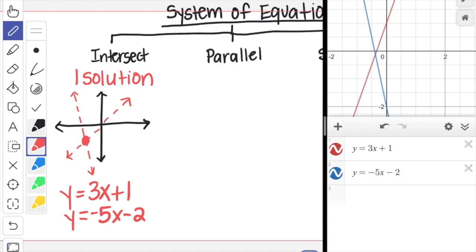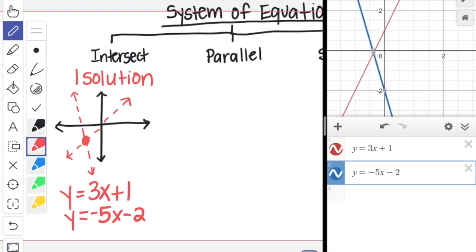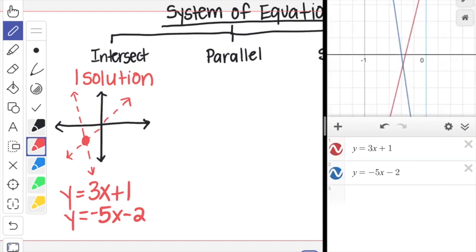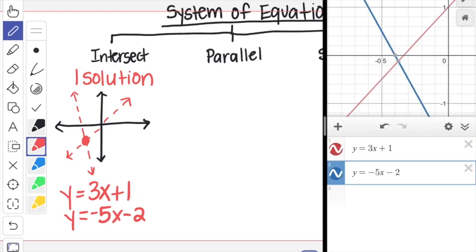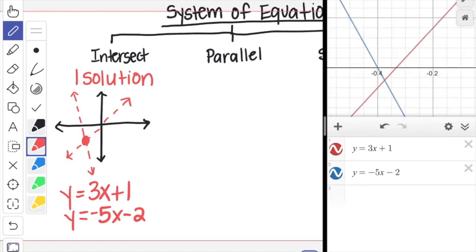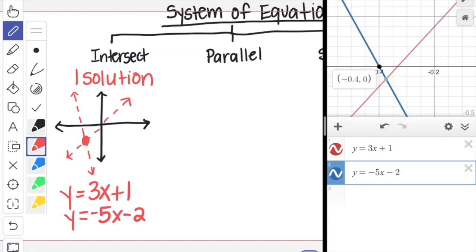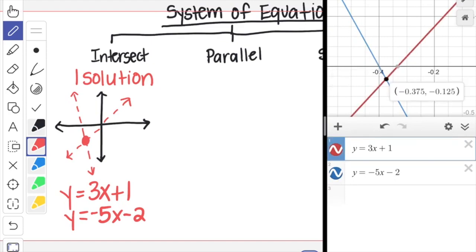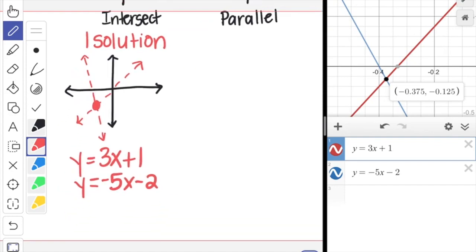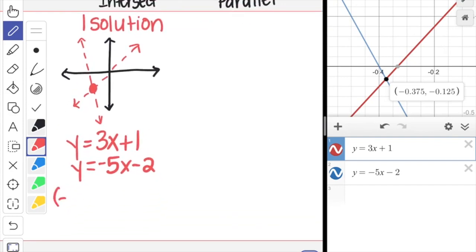Where they intersect each other is where the system is going to occur, where that solution is. So as I zoom in, I can see, and you got to be very careful because sometimes you might accidentally wind up clicking an x-axis or a y-axis. But you're going to find that solution by looking for the intersection. So that intersection point is negative 0.375, negative 0.125. That point, my x and y value, are the solutions to my system of equations.